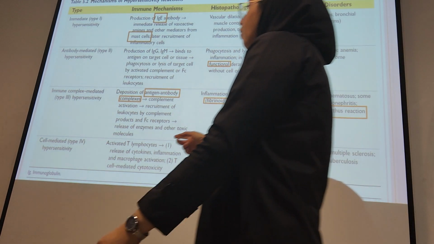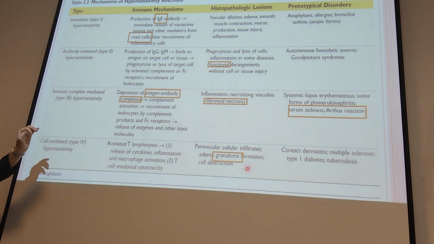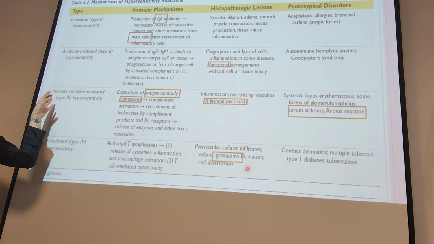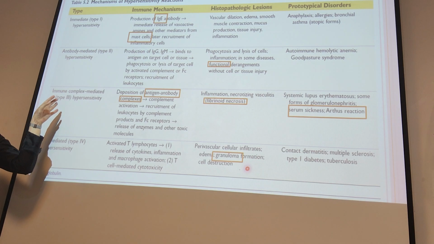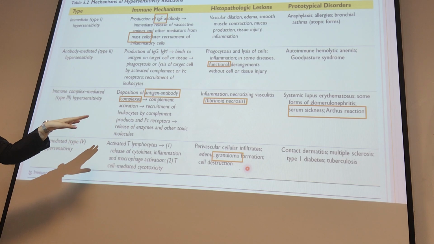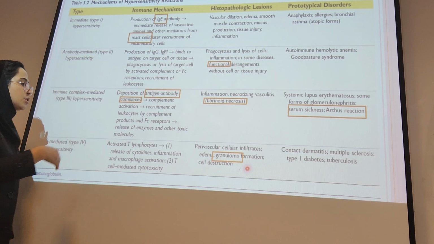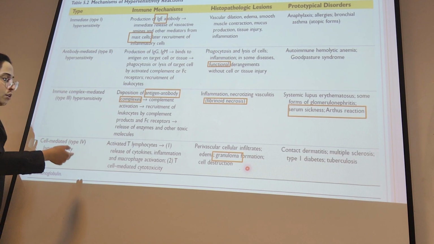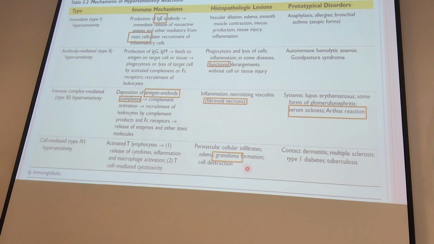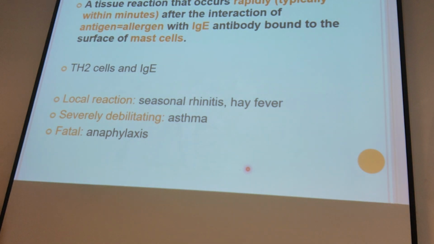And type 4 is different from the above types because it is cell mediated. And these were humoral. Yes, we had antibody, but this is cell mediated, and we have both activation of T helper cells and release of cytokines and inflammation, and we have also CD8 positive cytotoxicity. Okay, we are going to talk about these types of hypersensitivity reactions.